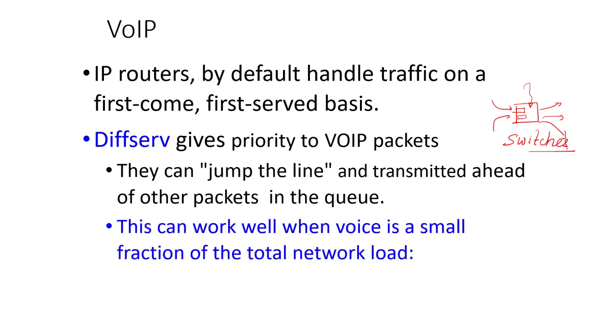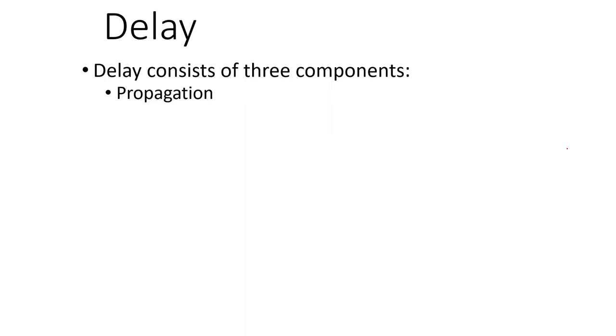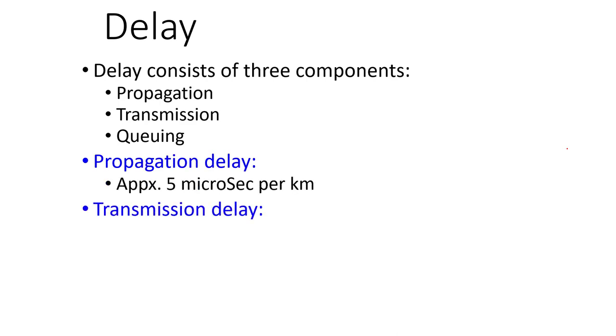So this can work well when voice is a small fraction of the overall network load, as it is in today's internet. So the delay as such consists primarily of three components. That will basically be the propagation delay, the transmission delay, and the queuing delay in the routers, as I've just shown. The propagation delay is approximately 0.5 microseconds per kilometer. So it is basically the rate at which signals travel in the chosen medium, right? So this is roughly the case. This is not much, and this is constant. This is not really affected by the real-time or non-real-time nature of the workload.